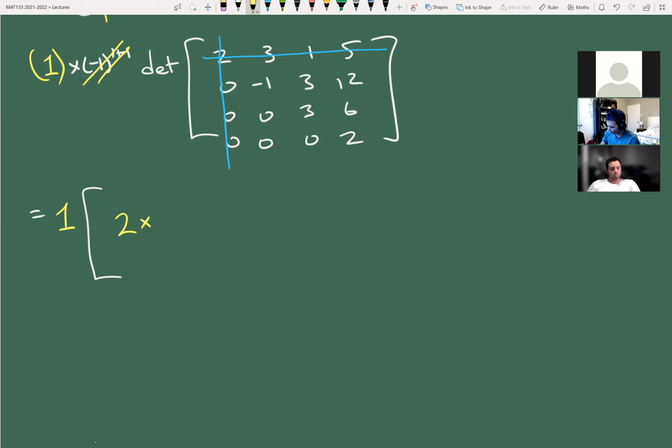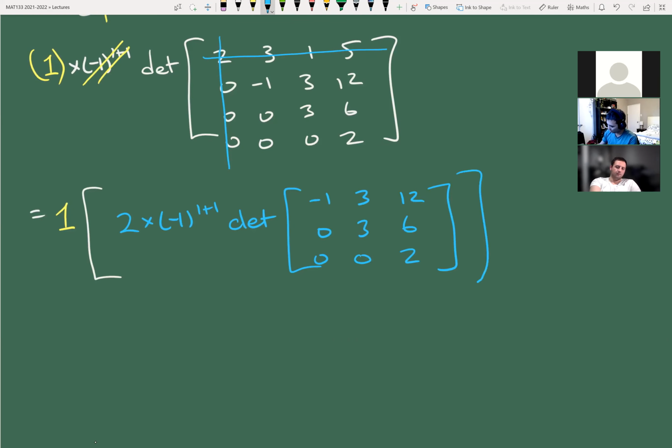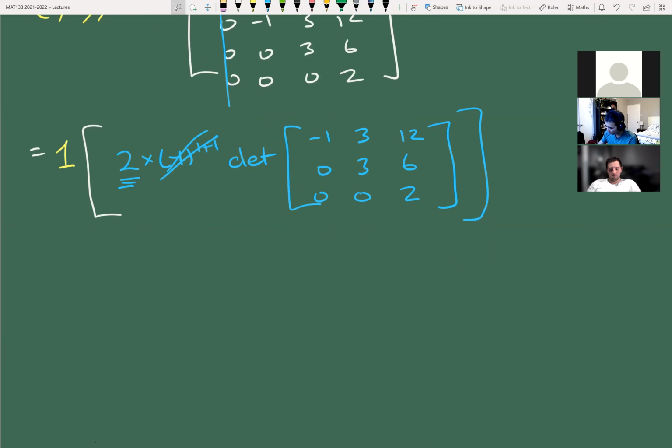So 2 times, I'm using blue, sorry. This is what happens when you try and use different colors. 2 times negative 1 to the 1 plus 1 times the determinant of that submatrix: 6, 0, 0, 2. Again, this number here is just 1. And I'm not going to multiply this 2 in, I'm going to leave it so that we can see it show up.